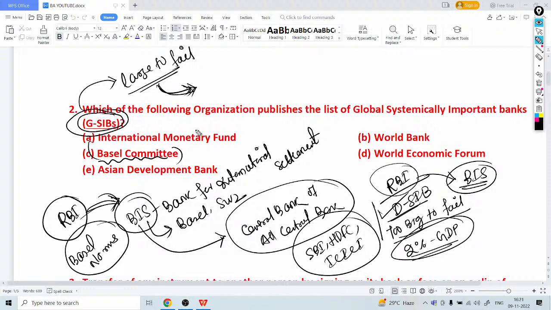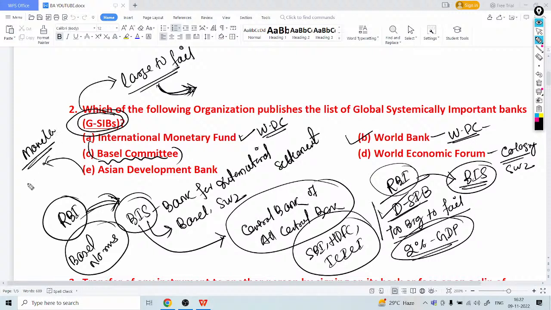Got it? Where is the headquarters of IMF? It is Washington, DC. The members are 190. The headquarters of World Bank is also Washington, DC. The members are 189, and it gives loans for long-term purposes. IMF gives loans for short-term purposes. World Economic Forum, WEF headquarters is Cologne in Switzerland, and Asian Development Bank is situated in Manila, Philippines. Got it?